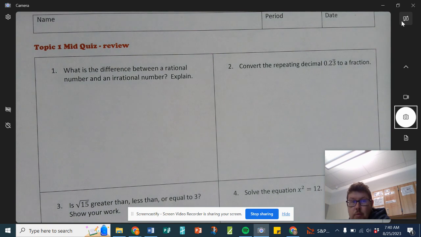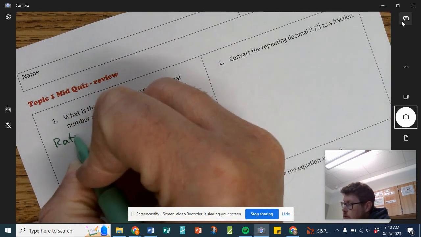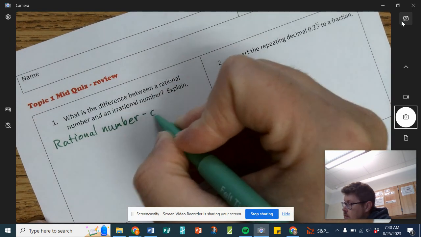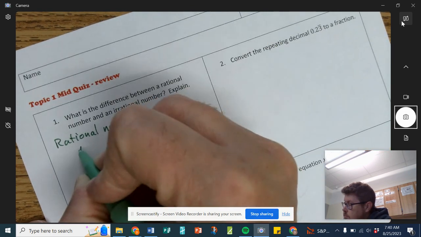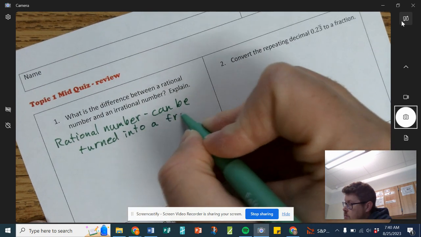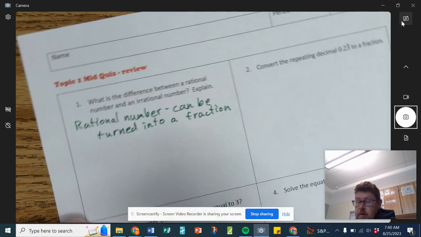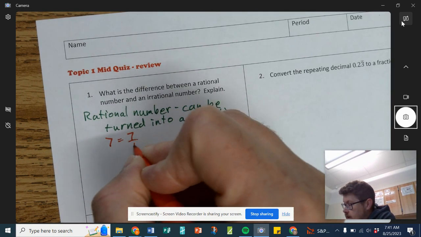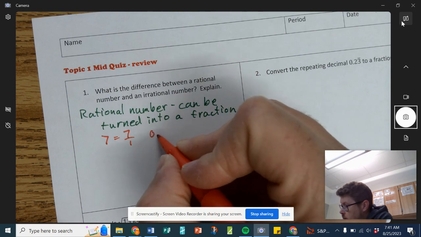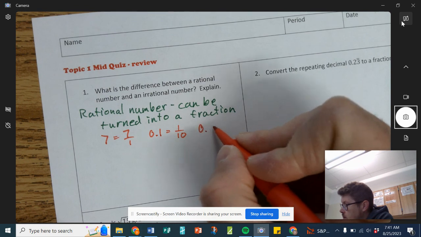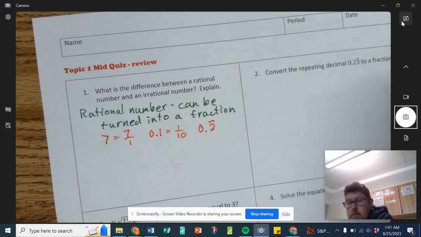So what is the difference between a rational number and an irrational number? So a rational number can be turned into a fraction. So for instance, just a real quick rundown of examples of that, right? You can take a regular number like 7, you can turn that into a fraction like that. You could take a decimal like 0.1. This could be turned to 1/10. You could take a repeating decimal and turn that, right?